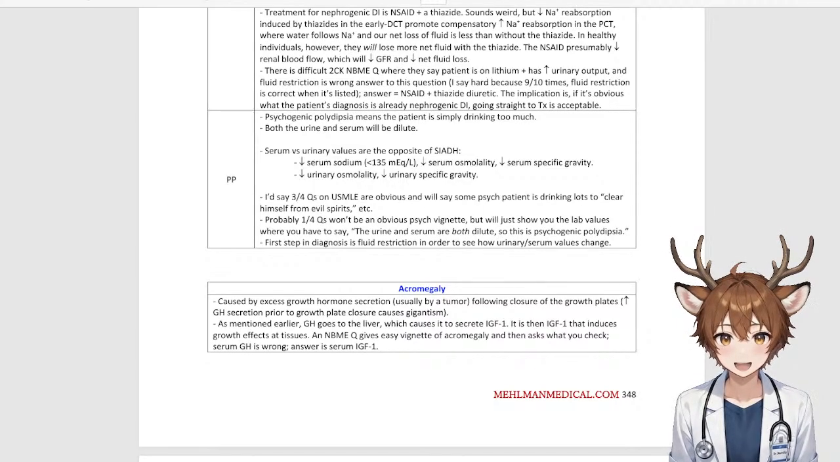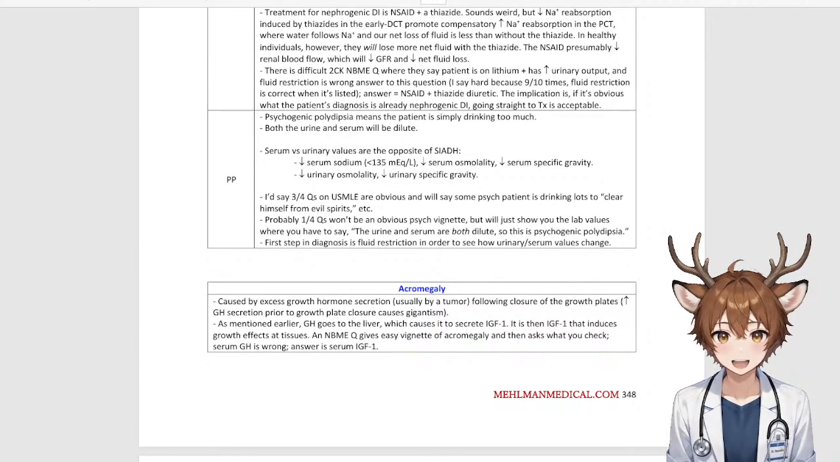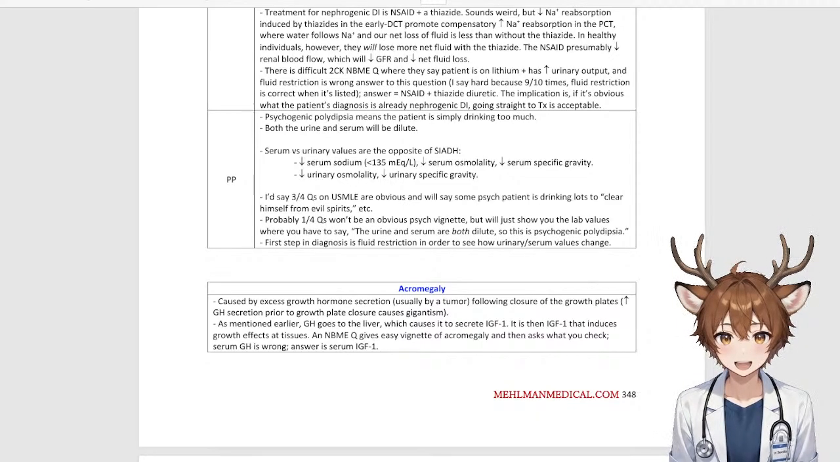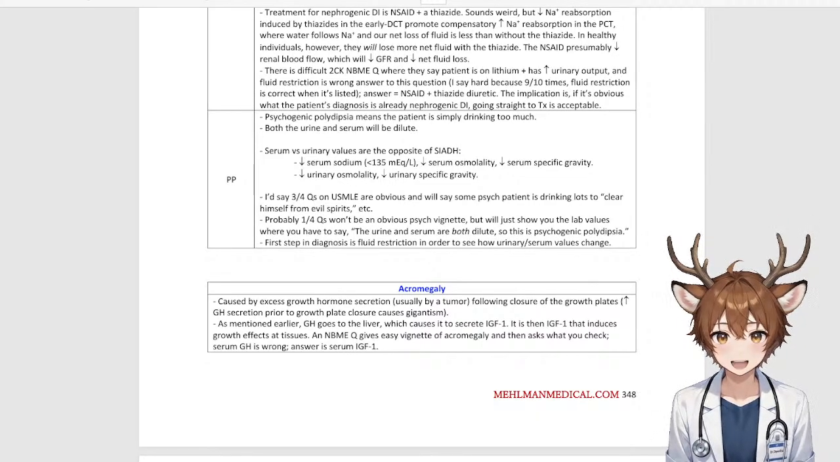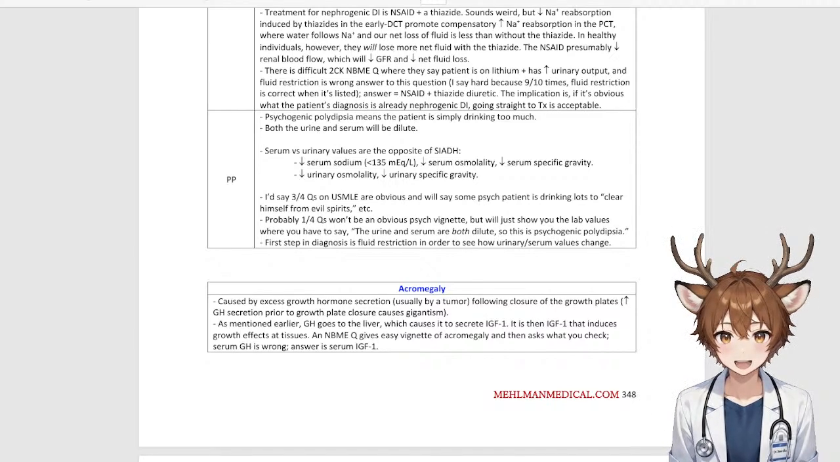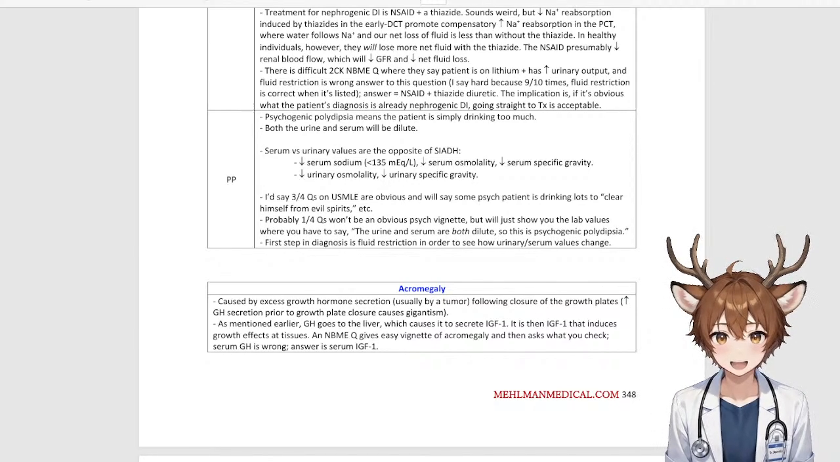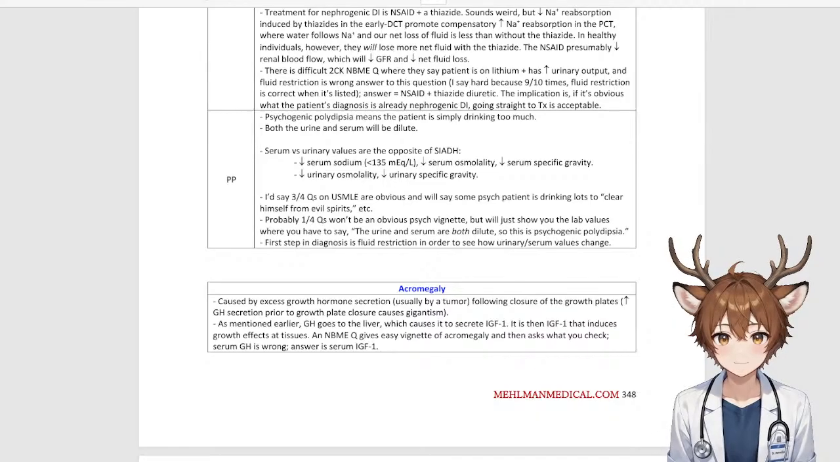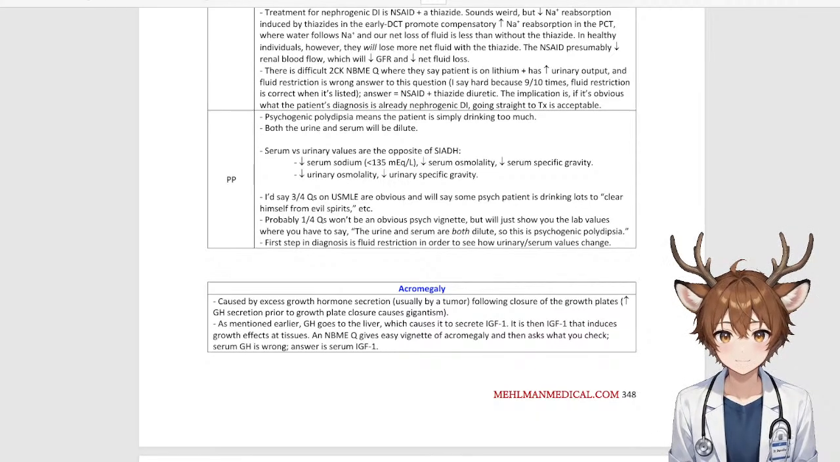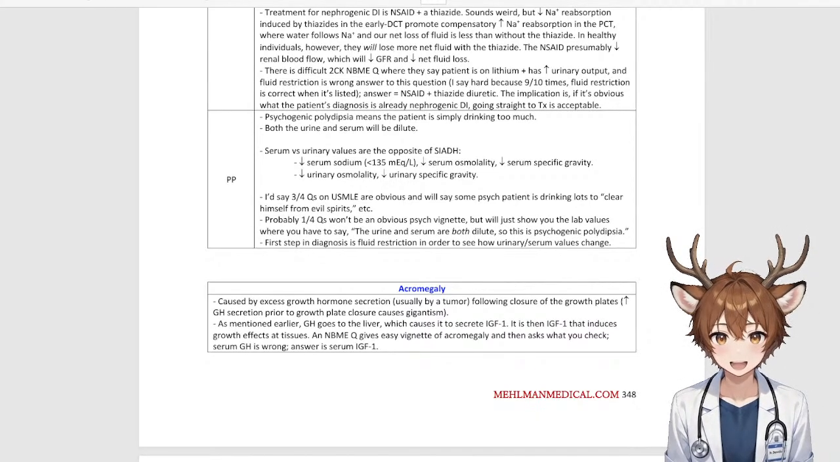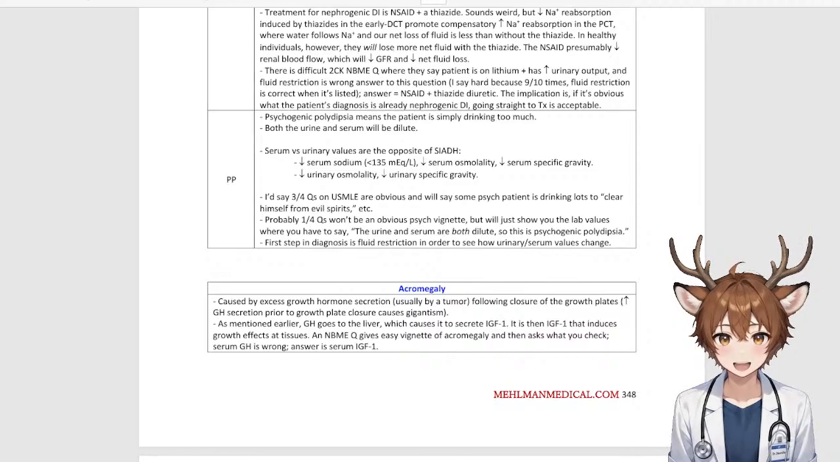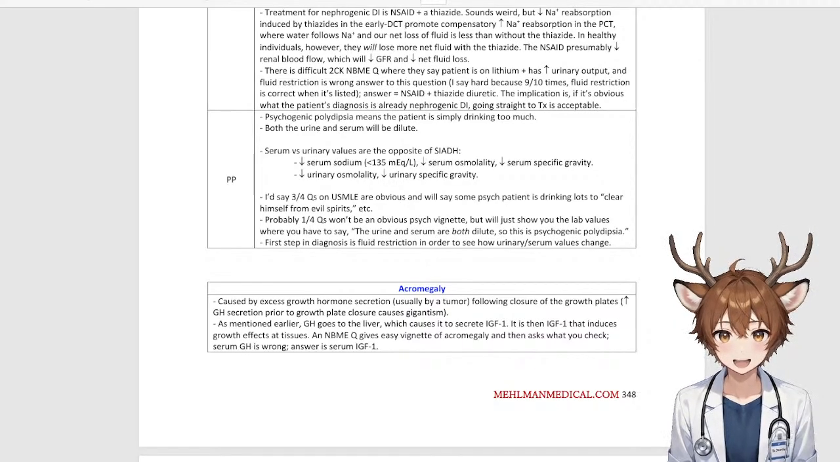I would say that three quarters of questions on USMLE are obvious, and will say some psych patient is drinking lots of water to clear themselves of evil spirits, etc. Probably a fourth of questions won't be an obvious psych vignette, but will just show you the lab values where you have to say the urine and serum are both dilute, so this is psychogenic polydipsia. The first step in diagnosis is fluid restriction in order to see how urinary and serum values change.